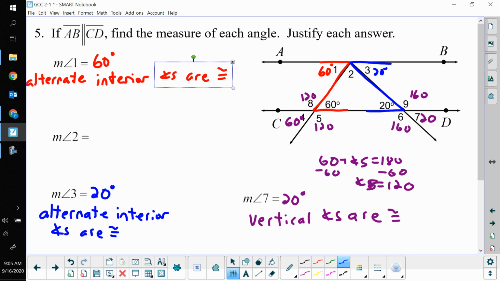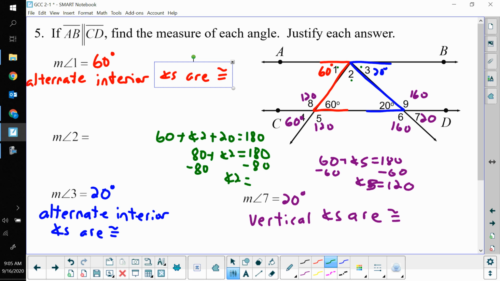And to finish up, angles 1, 2, and 3 are on a line. Well, angle 1 we know is 60, plus angle 2, plus the 20 for angle 3 should equal 180. So that's 80 plus angle 2 equals 180 if we combine like terms. We can subtract the 80 over, and that'll give us that angle 2 is just 100. So angle 2 is 100 degrees, and the thing we used is that angles on a line add to 180 degrees.